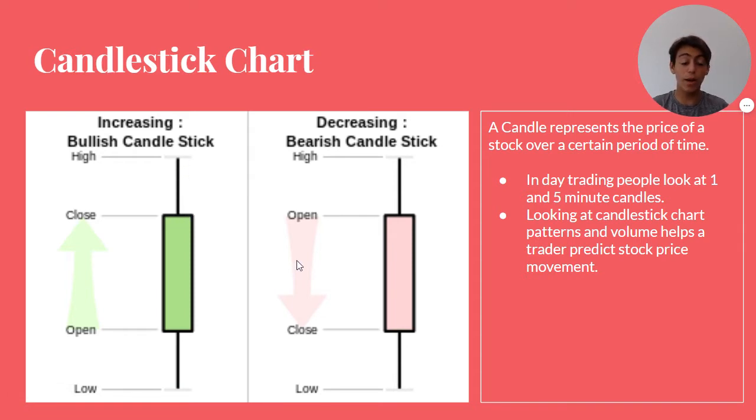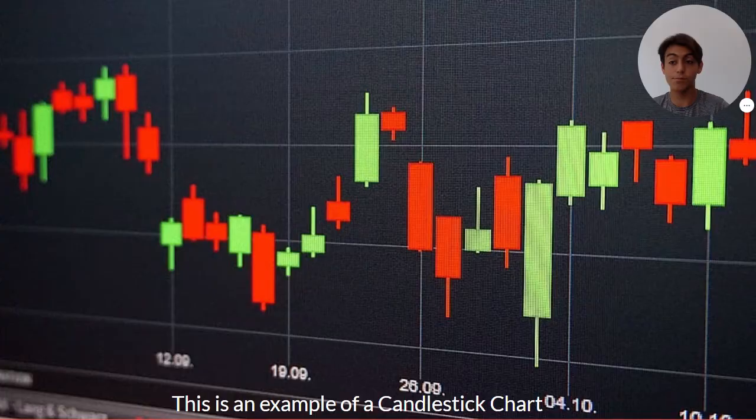Looking at candlestick chart patterns and volume helps a day trader predict stock price movement, which is very helpful. This is an example of a candlestick chart, fully completed. You can see the red candles, you can see the green candles, and there's patterns between them. More on that later.